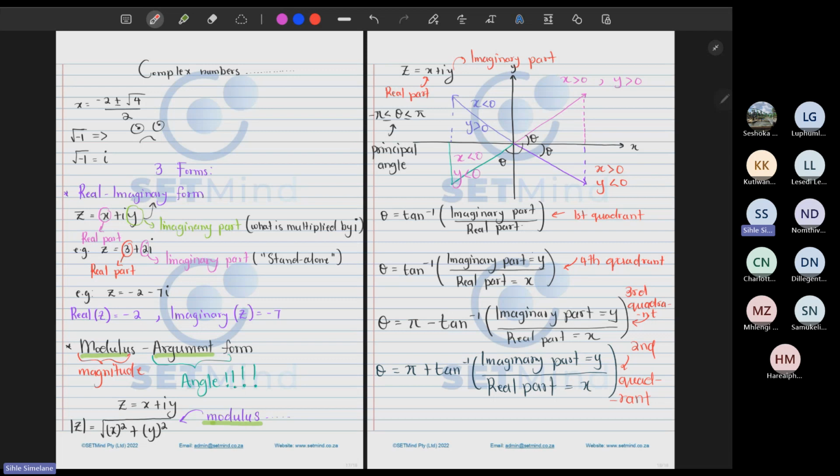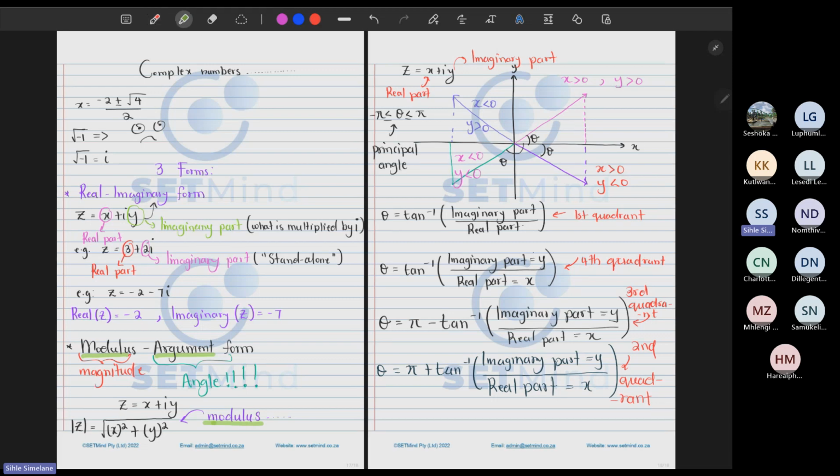So you are done. You are able to find the modulus. You are able to find the principal angle, very important, and that angle must be between pi and negative pi. So now that we know this, let's go back to our problem.